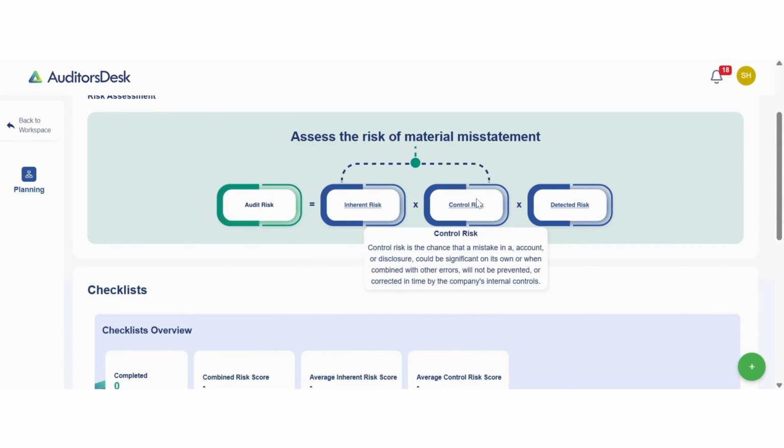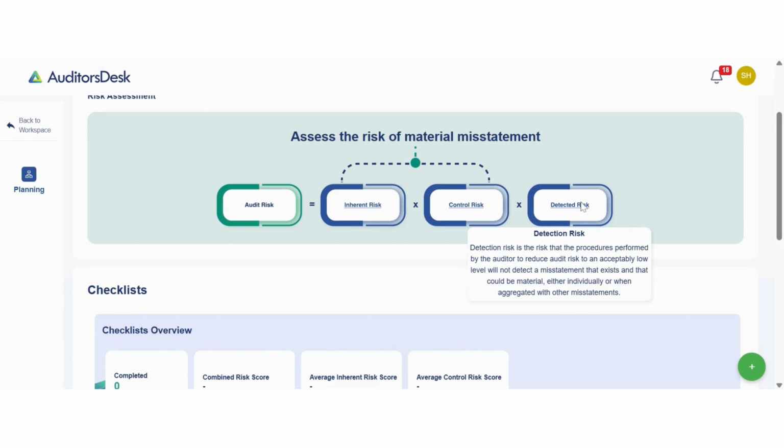Control risk refers to the risk that a misstatement will not be prevented, detected, or corrected by the client's internal control system. Even well-designed controls can fail if they are not properly implemented or consistently followed. Detection risk is the risk that the auditor's own procedures will fail to detect a misstatement that exists. It is the portion of risk that we directly influence through our audit approach, testing, and sampling.